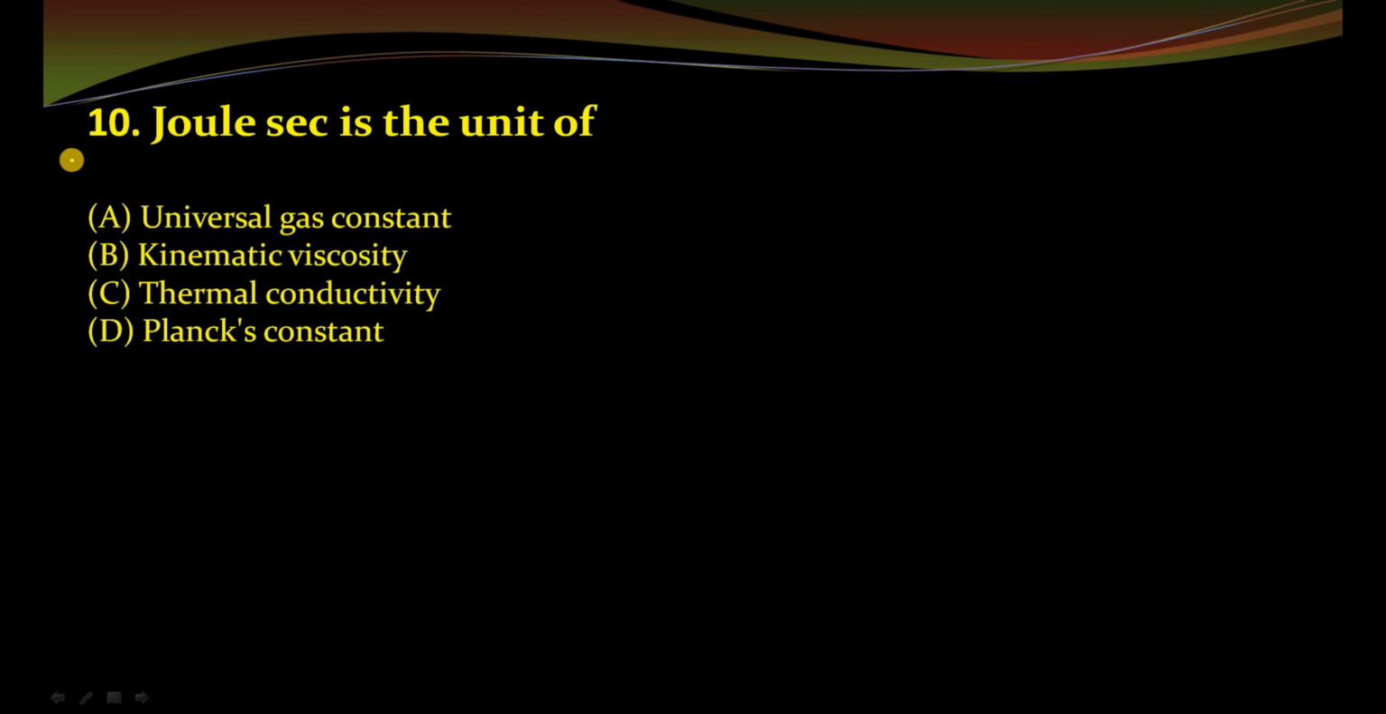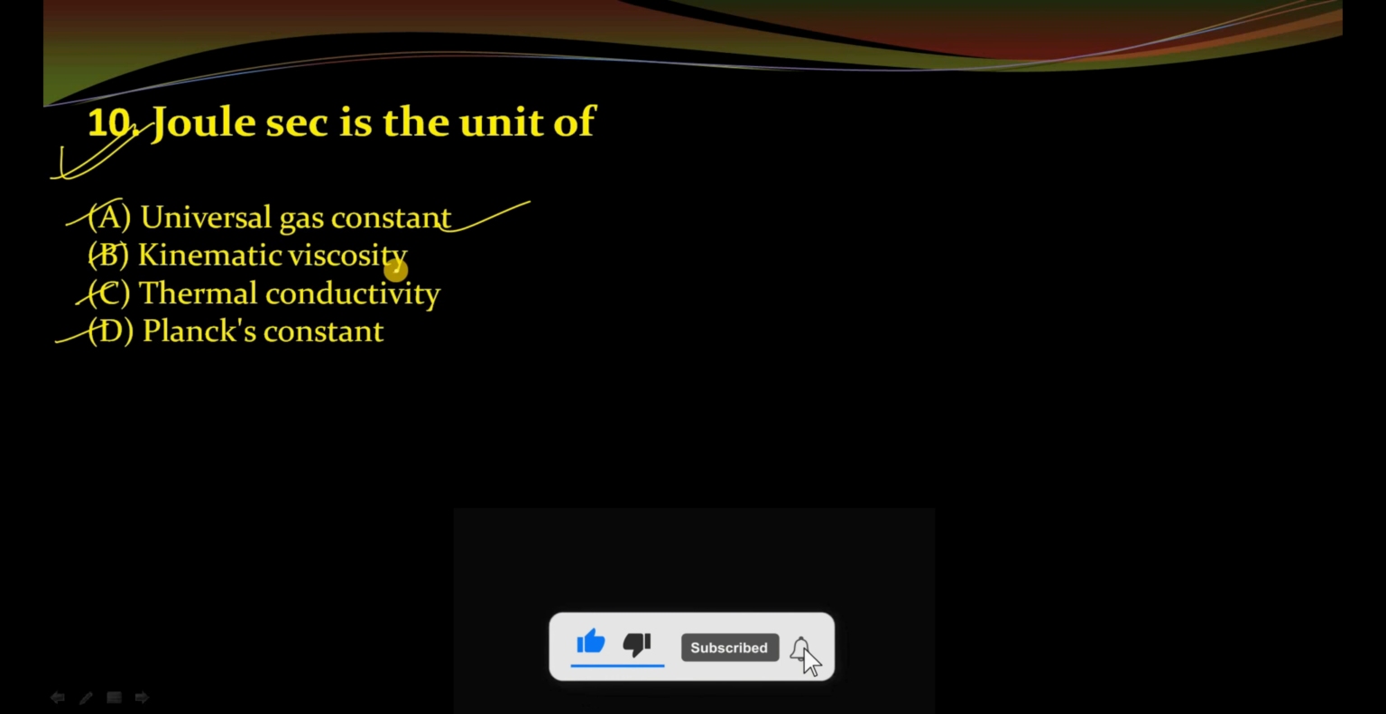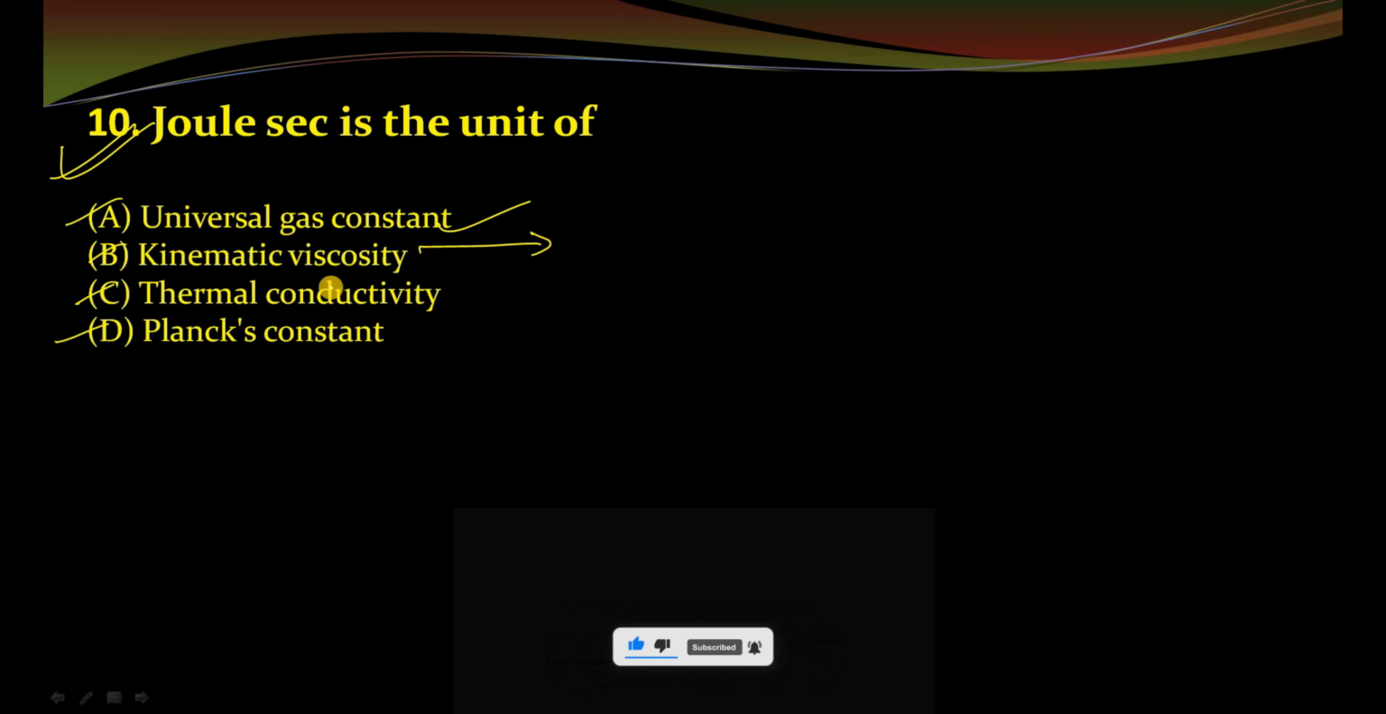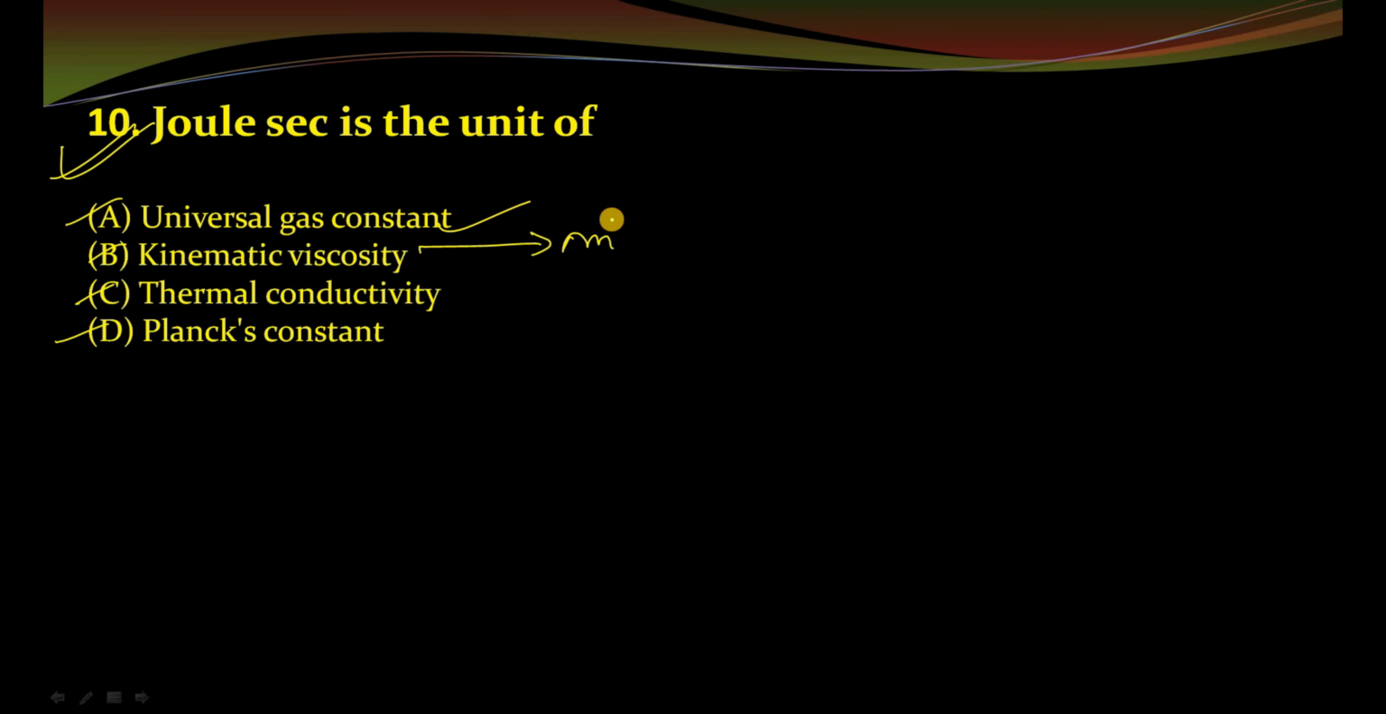Now the 10th question, this is a very simple question. Okay, because we do not have to do anything. For this question I am just telling you one thing. Here are the four options, right? Universal gas constant unit, we know the unit of kinematic viscosity, that is meter square per second. Just in the last question we discussed. We also discussed the unit of thermal conductivity, that is watt per meter Kelvin, and we do not know the unit of Planck's constant or universal gas constant.